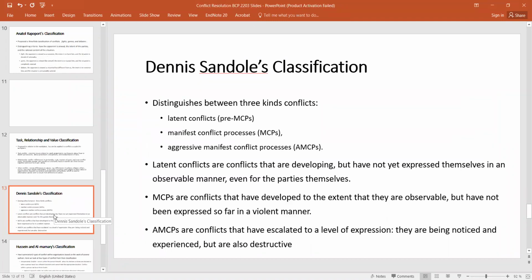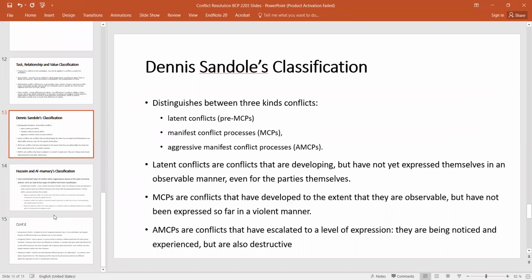Then we have two more and we'll finish. Sandol differentiates between latent conflicts, manifest conflicts, and aggressive manifest conflicts.